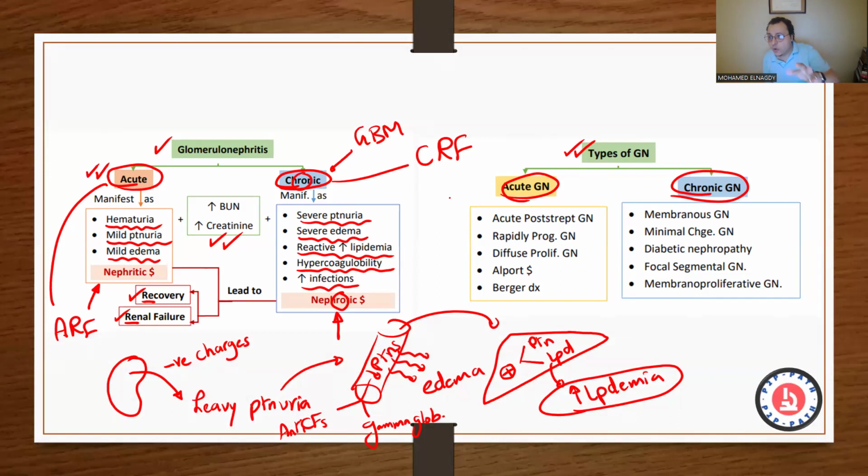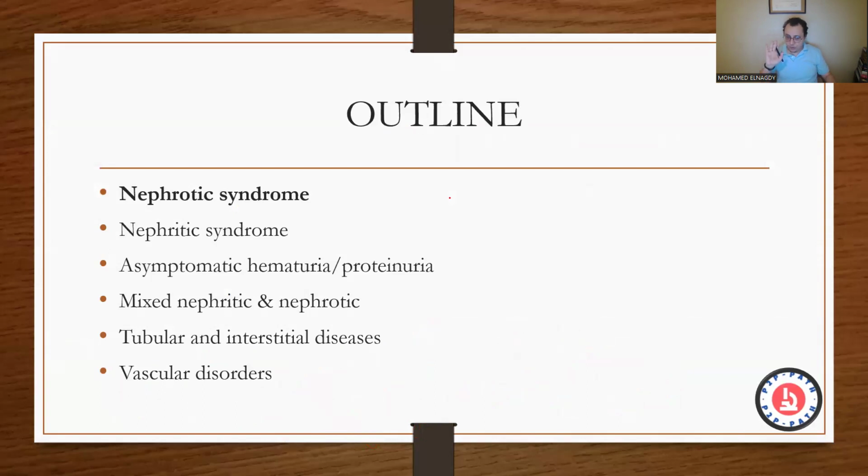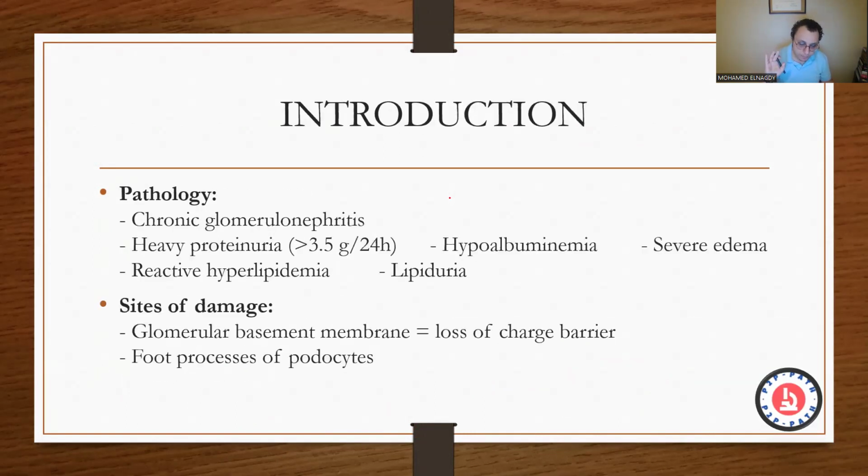So what are the flavors of glomerulonephritis that belong to acute glomerulonephritis, and what are the flavors of glomerulonephritis that are included in chronic glomerulonephritis or nephrotic? Just telling you something. Let's start with nephrotic syndrome and the entities of GNs which are included in nephrotic syndrome.